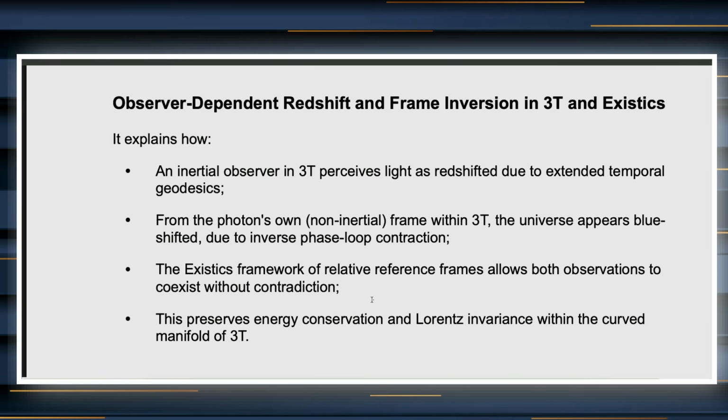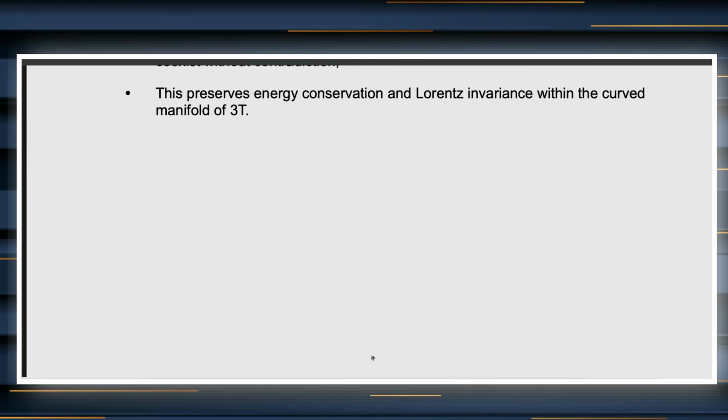Observer-dependent redshift and frame inversion in 3T and Existics. An inertial observer in 3T perceives light as redshifted due to extended temporal geodesics. From the photon's own frame within 3T, the universe appears blue-shifted due to inverse phase loop contraction. The Existics framework of relative frames of reference allows both observations to coexist without contradiction. This preserves energy conservation and Lorentz invariance within the curved manifold of 3T.